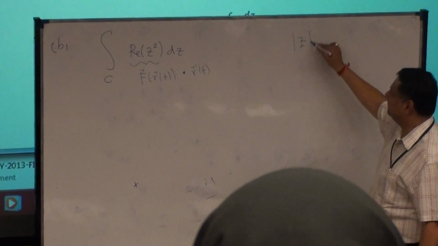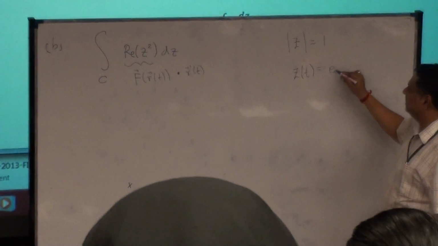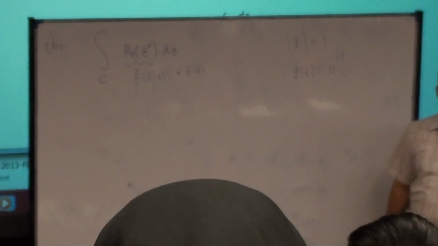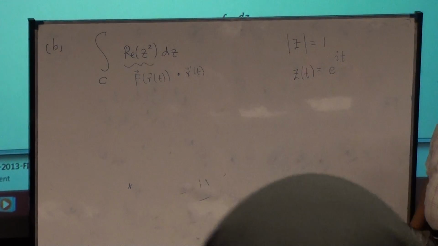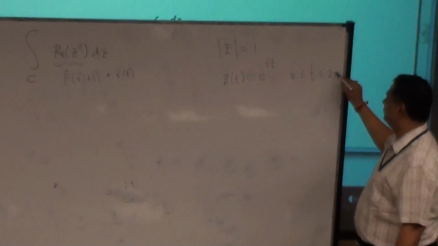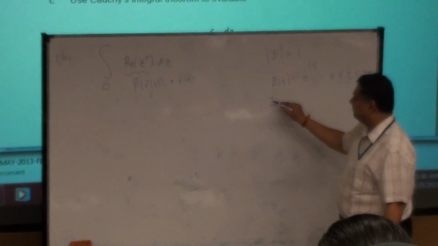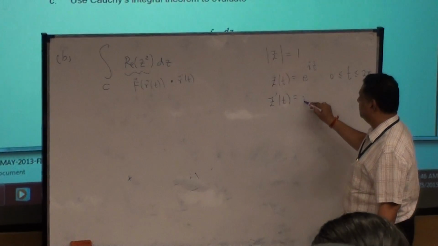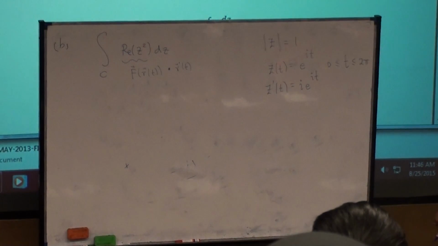You have a circle in the complex plane with radius 1. So the parameterization z(t) is equal to e to the power of it. This is the parameterization of the unit circle in the complex plane, and t goes from 0 to 2 pi. So you need the derivative of z: i times e to the power of it. That is the derivative of z.